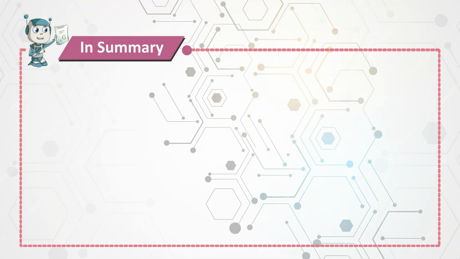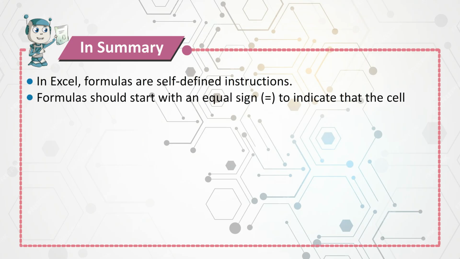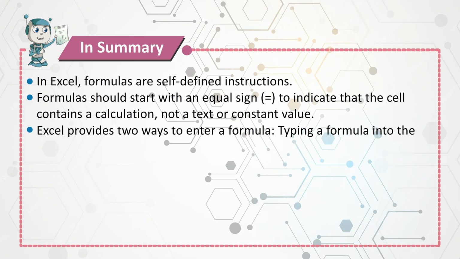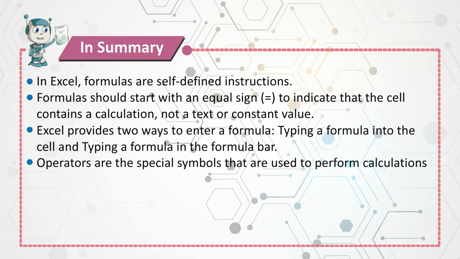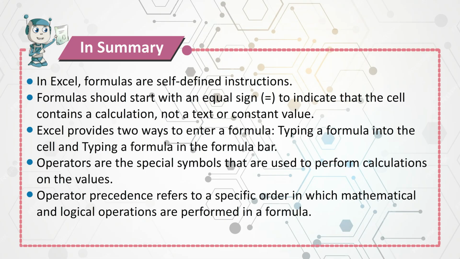In summary, in Excel, formulas are self-defined instructions. Formulas should start with an equal sign to indicate that the cell contains a calculation, not a text or constant value. Excel provides two ways to enter a formula: typing a formula into the cell and typing a formula in the formula bar. Operators are the special symbols that are used to perform calculations on the values. Operator precedence refers to a specific order in which mathematical and logical operations are performed in a formula.